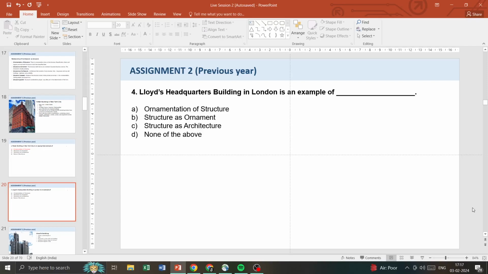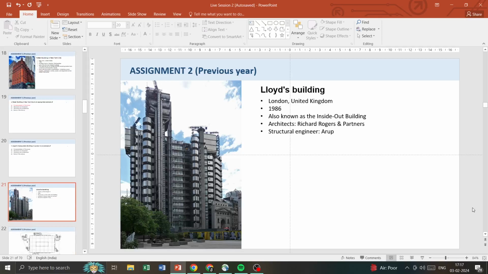Question number 4. Lloyd's headquarters building in London is an example of, 4 options again: ornamentation of structure, structure as ornament, structure as architecture. So this is how the Lloyd's building in London looks like. It was built in 1986. It is also known as the Inside Out building. It was built by Richard Rogers and Partners, and the structural engineer was Arup.